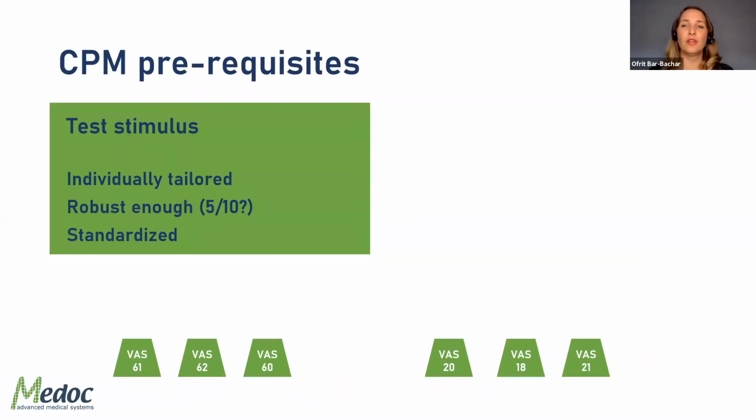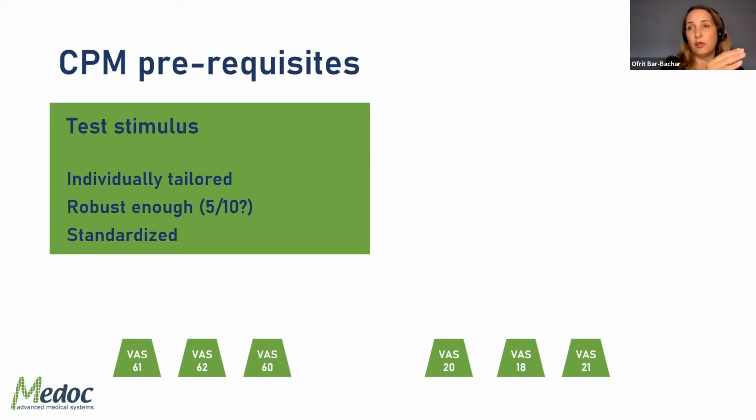How do we conduct conditioned pain modulation, CPM? We give a test stimulus that's individually tailored. So usually we either go for using the pain threshold, or we try to find a stimulus that's robust enough, for instance, a 5 or 6 out of 10 VAS stimulus. And we want it, of course, to be standardized.